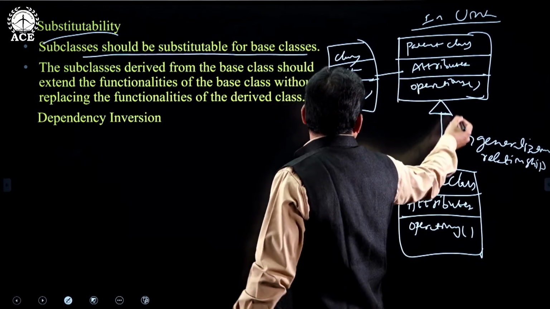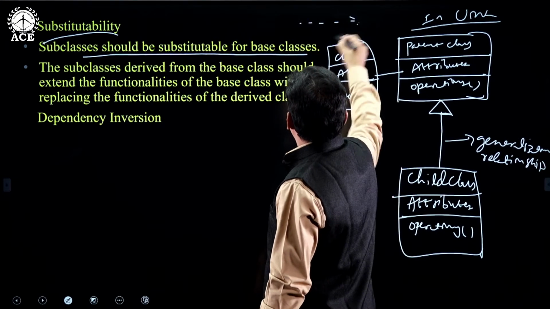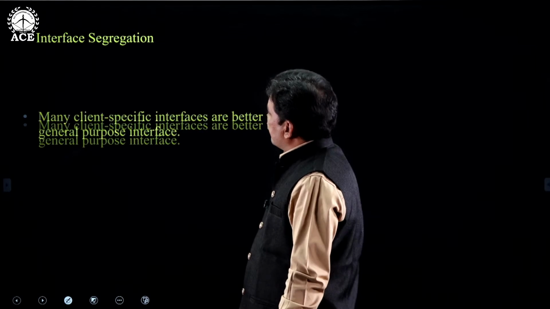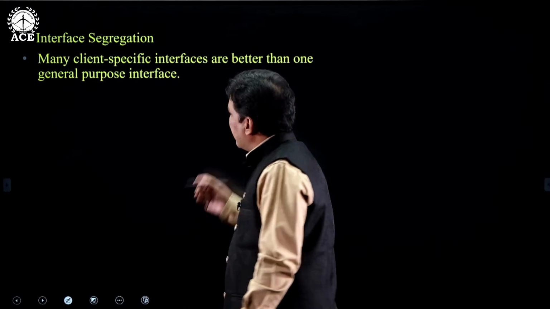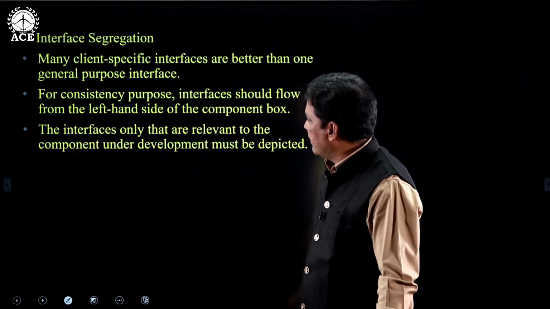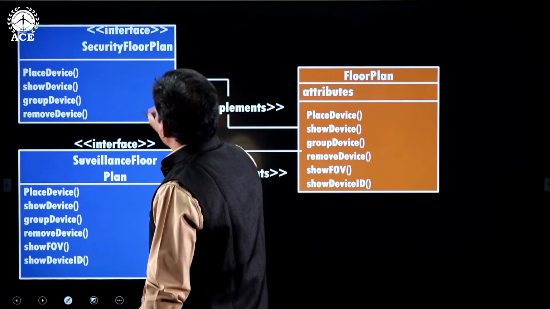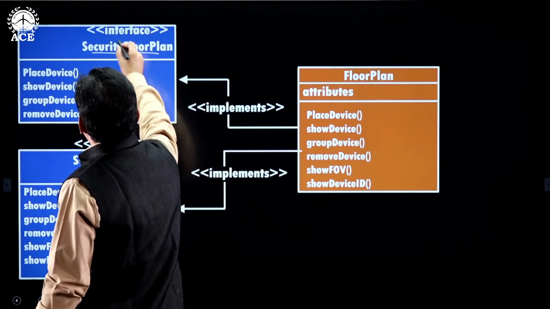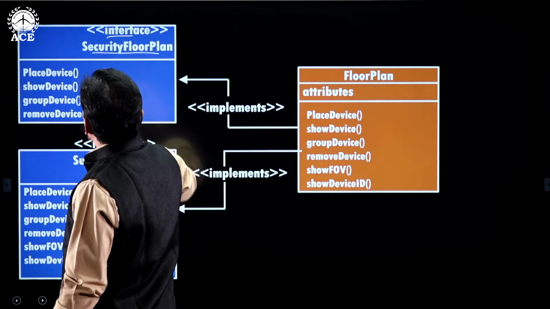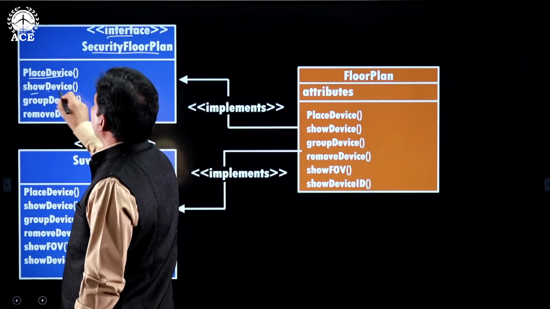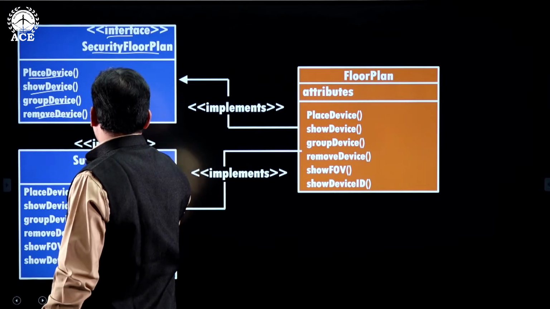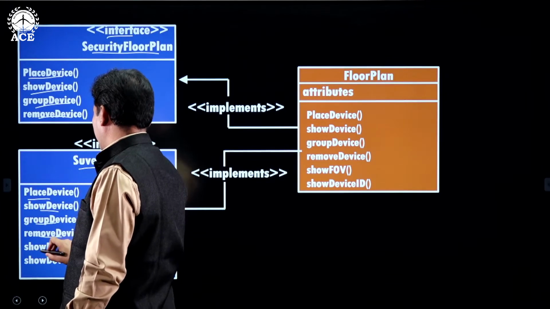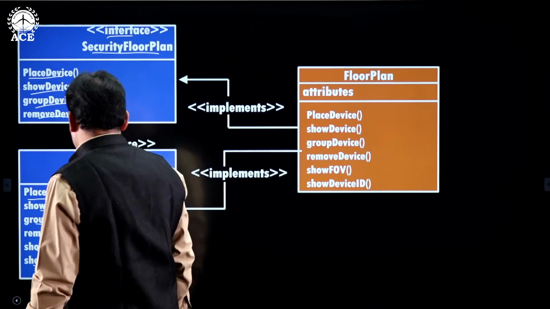Dependency inversion. This is what dependency means. What here in UML? Dependency relationship depends on abstractions. And interface segregation: many client-specific interfaces are better than one general-purpose interface. Now observe here, security floor plan. This is the interface. The interface can perform some operations: place device, show device, group device, remove device. One more interface name is surveillance floor plan. Operations: place device, show device, group device, remove device, show FOV, and show device ID.